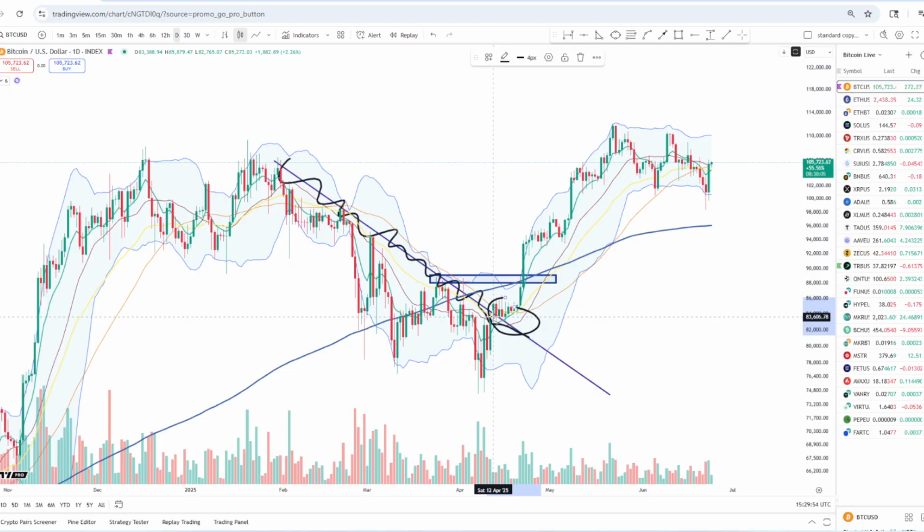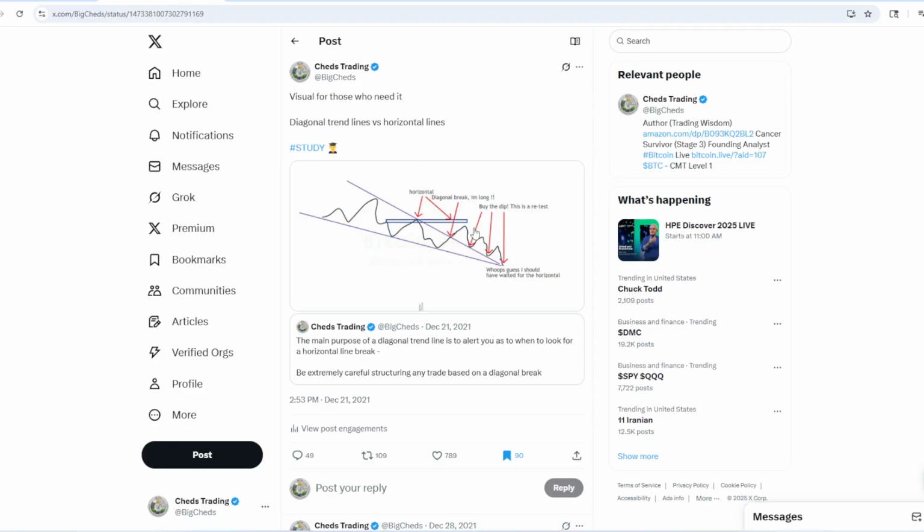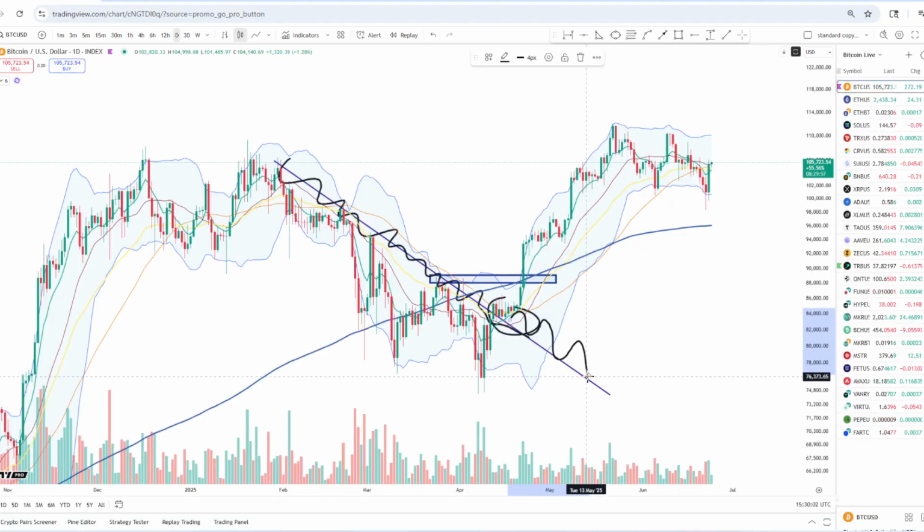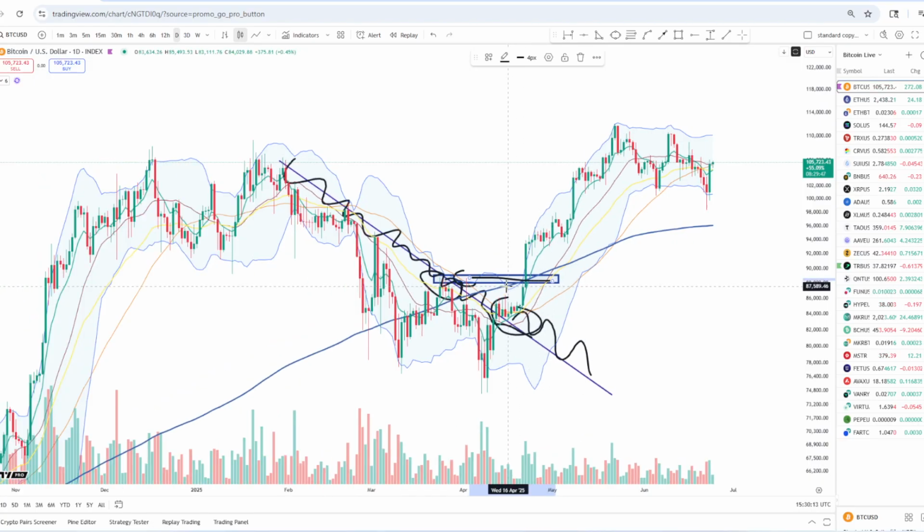Rather than jumping in merely on the diagonal trend break, which could have, as we referenced in the other image, had you riding that all the way down, you wait for a lower high break. That's your second level filter. That gave you a very nice and clean entry here on Bitcoin, right around 88.5.